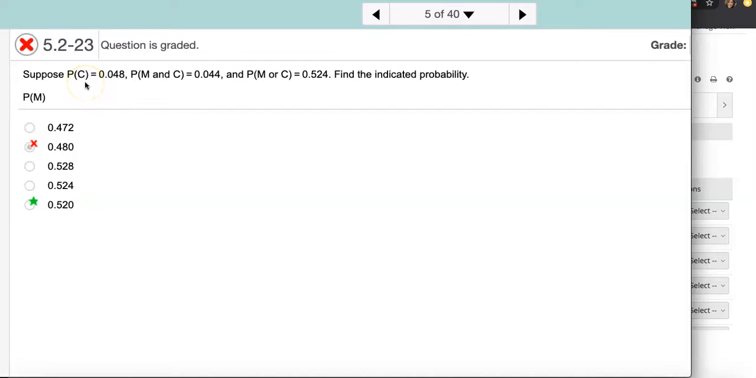Suppose P of C is 0.048 and the probability of M and C is 0.044. And the probability that it's M or C is 0.524. We want to find the indicated probability, the probability of M. Now this is very confusing looking with just probability notation, so what I'm going to do is draw a Venn diagram, okay?